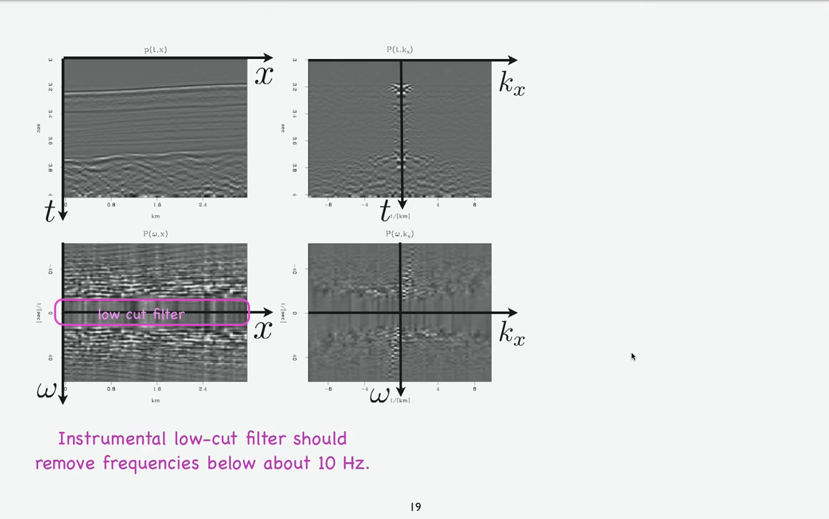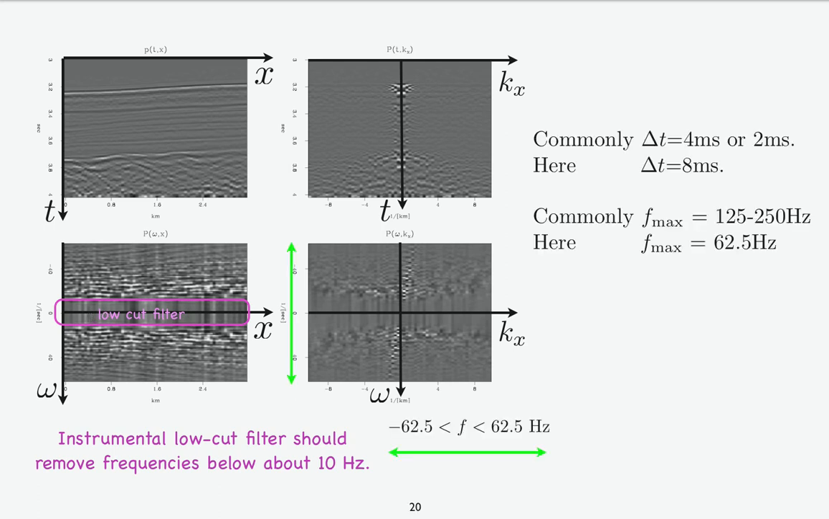Okay, so there's one more thing to tell you about the raw data. That is that there is an instrument, in the instruments on the ship, there is a low-cut filter that tries to remove everything at low frequencies. So this is the frequency axis, and here we are at low frequencies, and it tried to remove everything. It did a pretty good job. It tried to remove everything below 10 hertz.